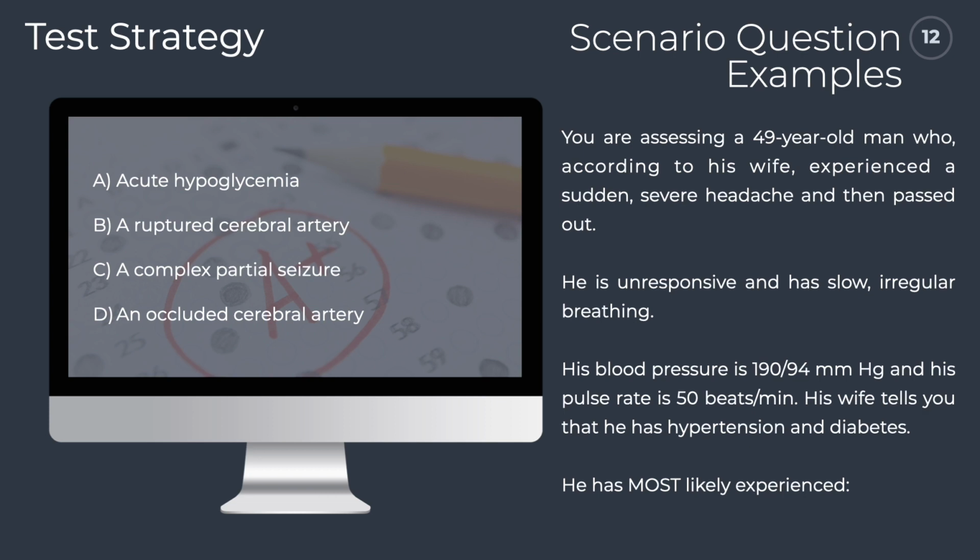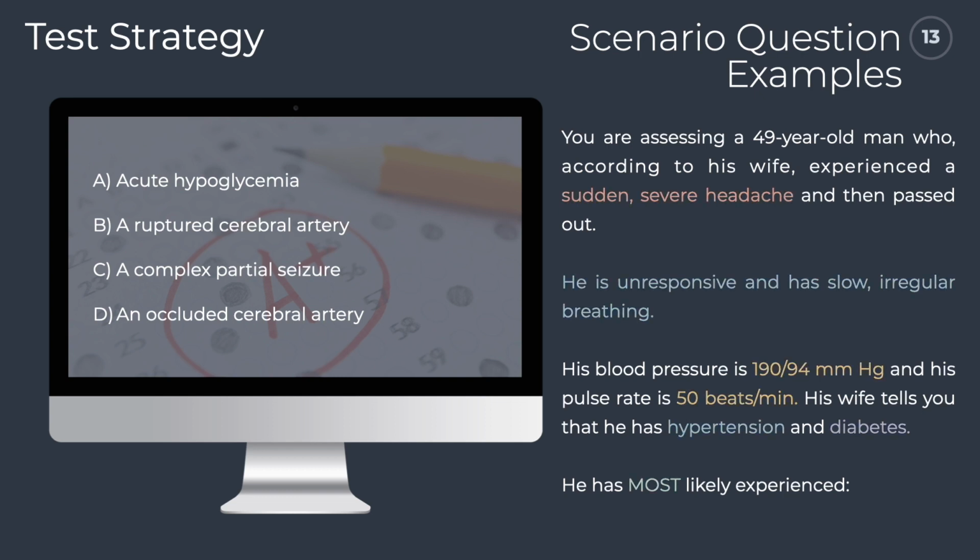You are assessing a 49-year-old man who, according to his wife, experienced a sudden, severe headache and then passed out. He is unresponsive and has slow, irregular breathing. His blood pressure is 190/94 and his pulse rate is 50. His wife tells you that he has hypertension and diabetes. He is most likely experiencing A. Acute hypoglycemia, B. A ruptured cerebral artery, C. A complex partial seizure, or D. An occluded cerebral artery. Take a moment to see if you can work it out for yourself.